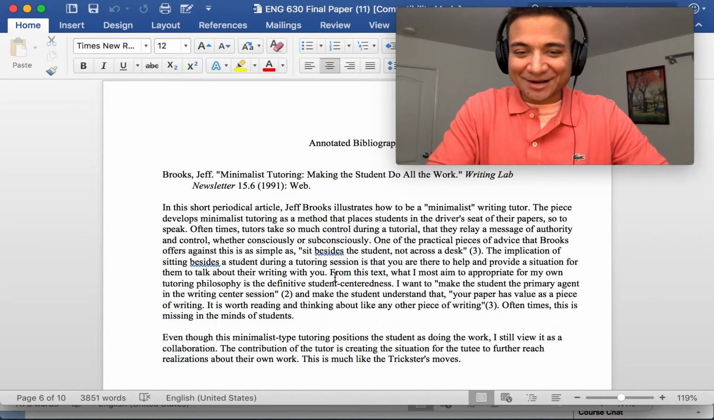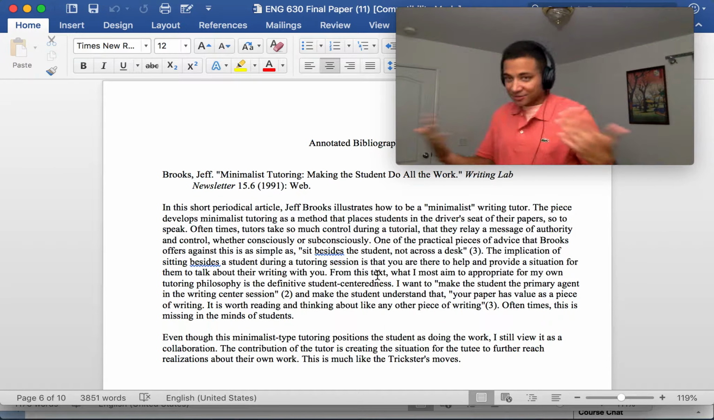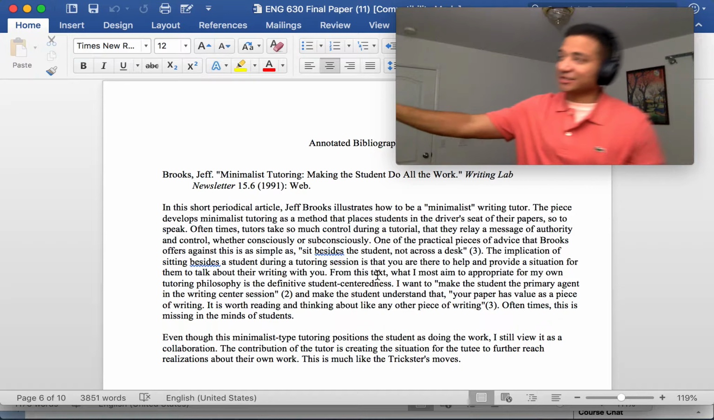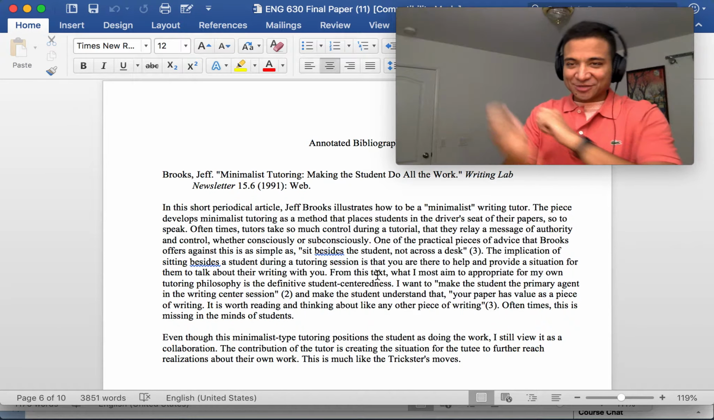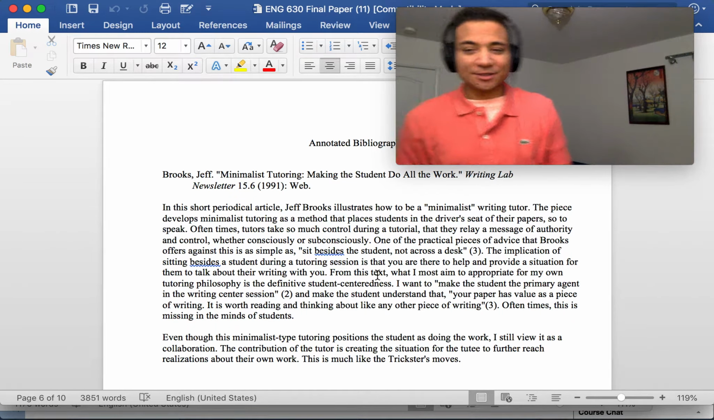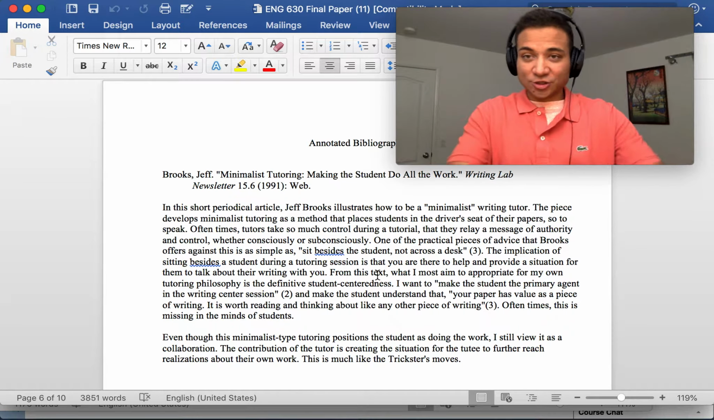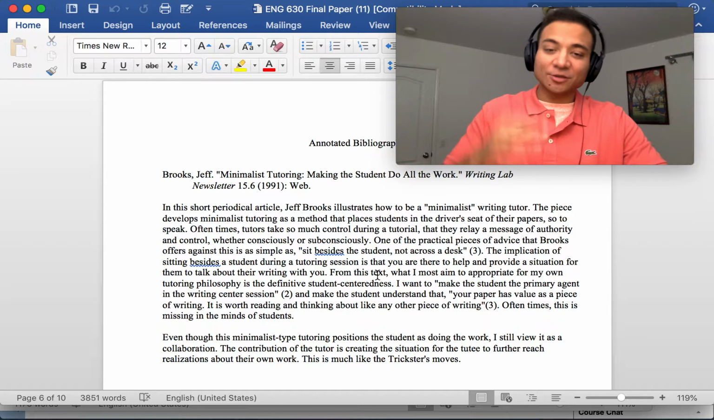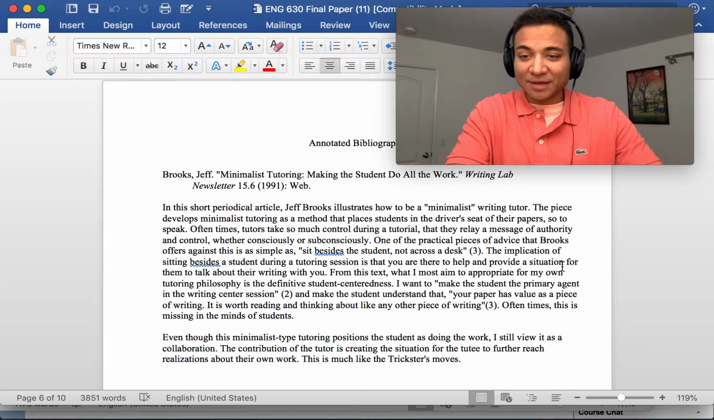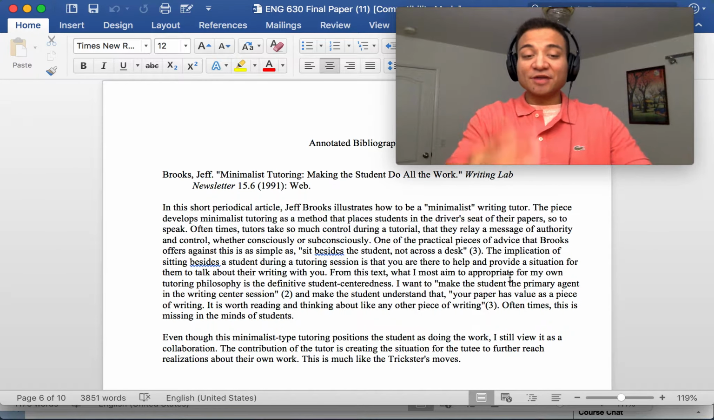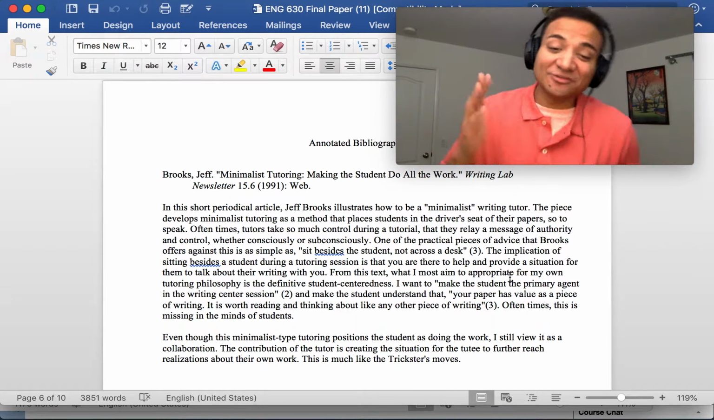Okay, so now what I aim to take for myself. So it's like, here's a project of the source that I'm interested in adding to my soup, and here's how I wish to bring it into my own larger project within my paper. The implication of sitting beside the student during a tutoring session is that you're there to help and provide a situation for them to talk about the writing with you. From this text, what I most aim to appropriate for my own tutoring philosophy is a definitive student-centeredness.